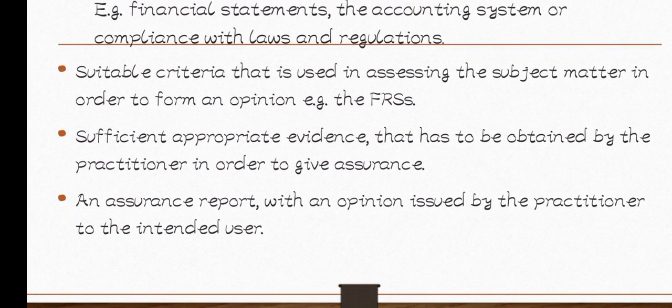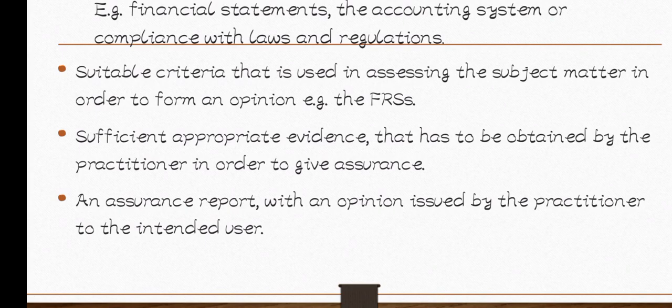Then the third one is the suitable criteria that is used in assessing the subject matter in order to form an opinion. For example, the financial reporting standards. That is the third one. Then the fourth one is sufficient appropriate evidence. That phrase, you're supposed to write it the way it is: sufficient appropriate evidence. Don't write sufficient evidence or appropriate evidence. It's supposed to be sufficient appropriate evidence that has to be obtained by the practitioner in order to give assurance.